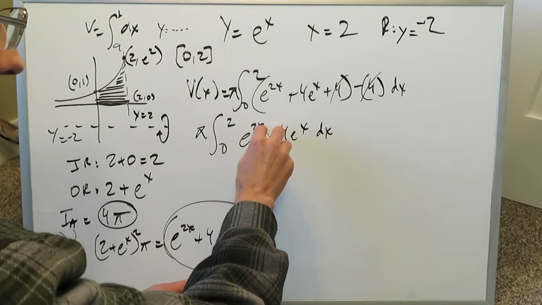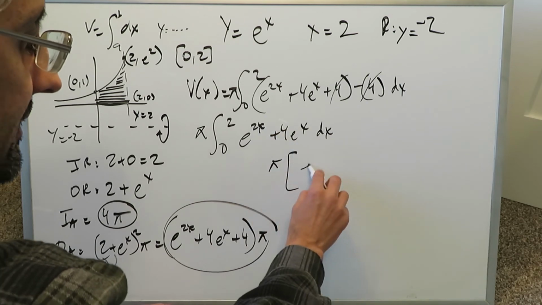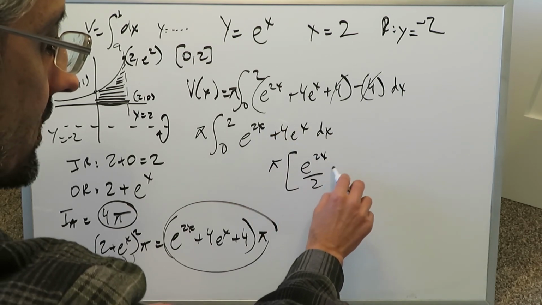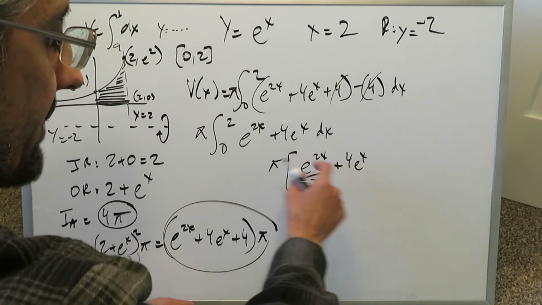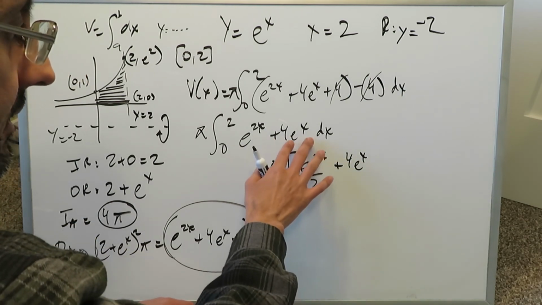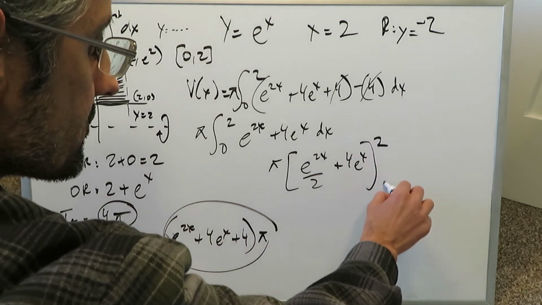Integrals of exponentials are very easy. It's not hard. We have the integral of e to the 2x giving us e to the 2x over 2, plus the integral of 4e to the x, which is just 4e to the x. Remember, you could have pushed that coefficient out, and the integral of e to the x is just e to the x. Simple as that. And going from 0 to 2.